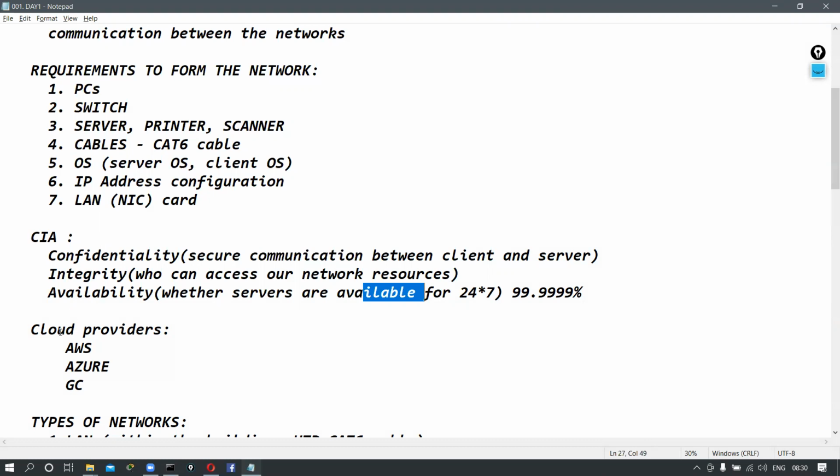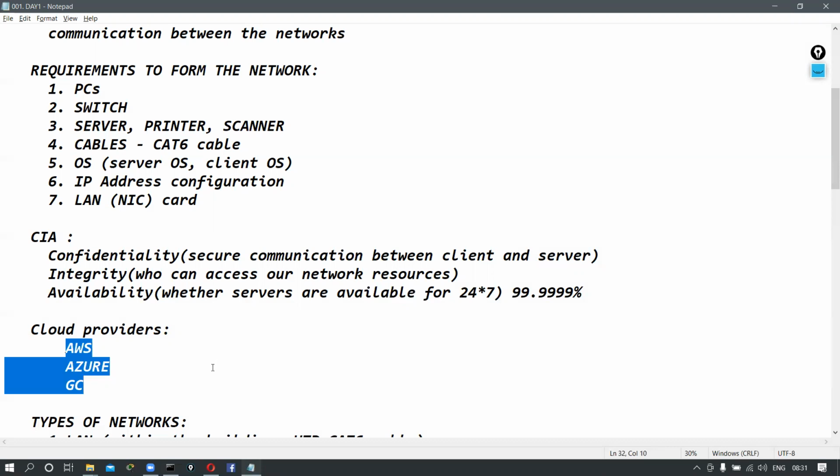What are the cloud providers? AWS, Azure, and Google Cloud. We need to host the servers in Google Cloud or Azure or AWS. Which one is more famous nowadays, more in demand? AWS, Amazon Web Services. Azure is also somewhat good. These are the cloud providers. We need to host our servers in the cloud only.